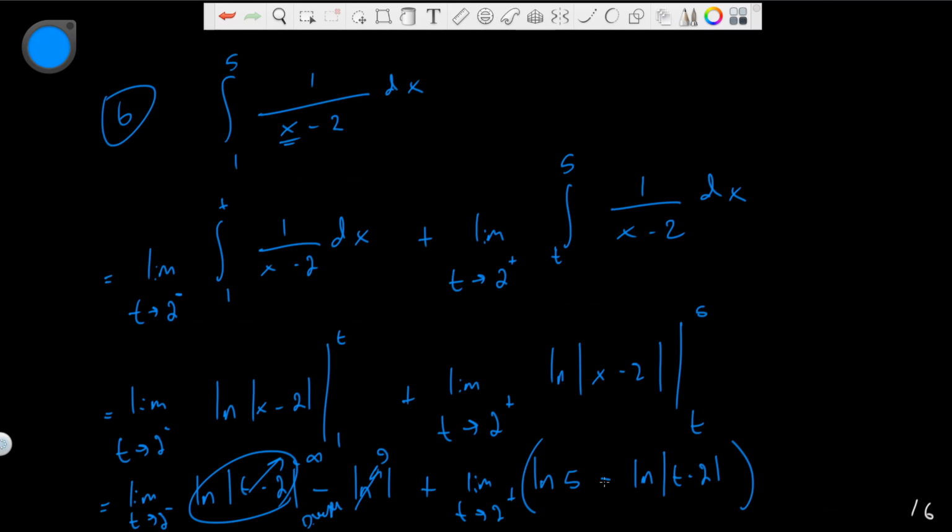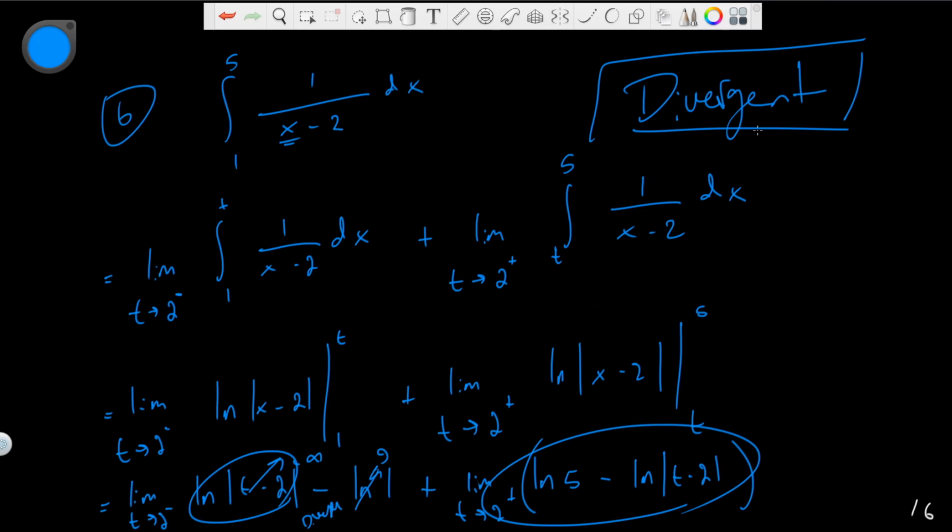While the other one is going to also be divergent, I don't care, because if the second one of my limits is divergent, then my final answer is divergent. My final answer is divergent. The second one of my two limits is divergent. I don't care if the other one is finite.